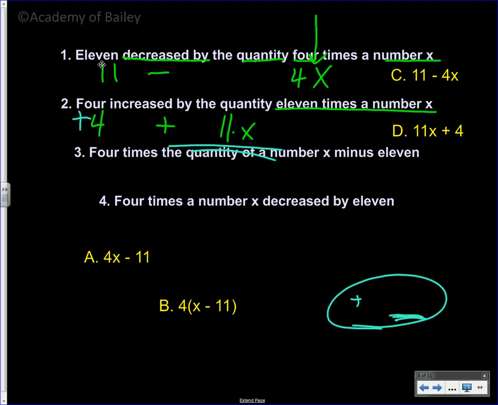Let's look at number 3. Number 3 says 4 times the quantity of a number x minus 11.